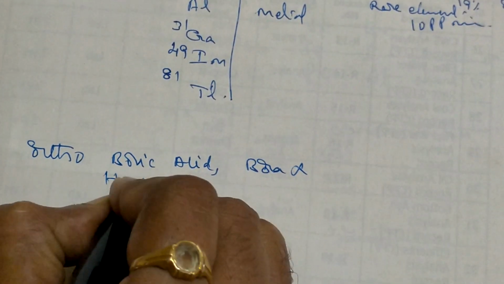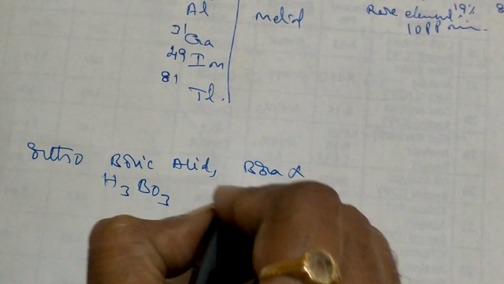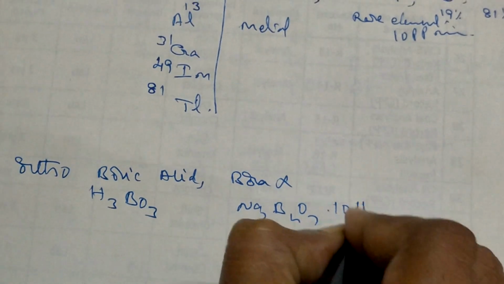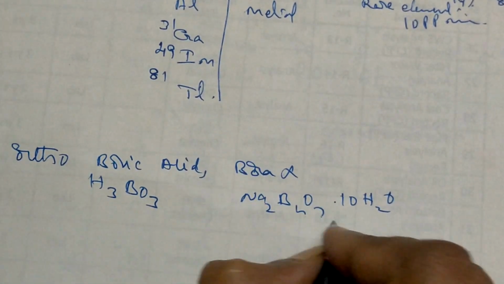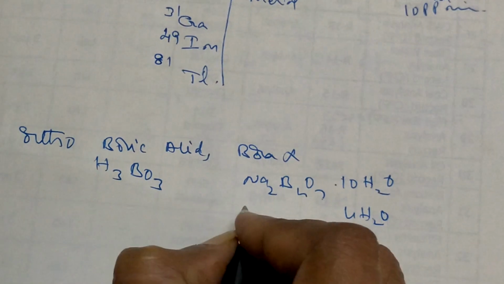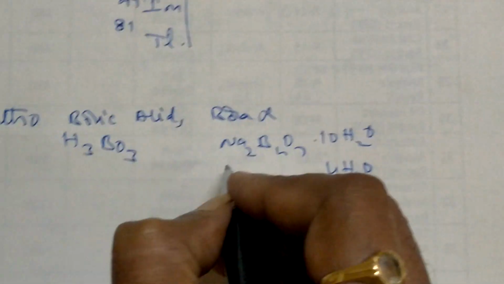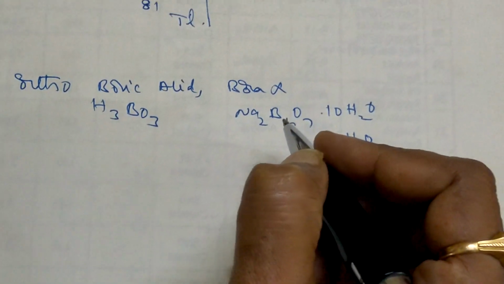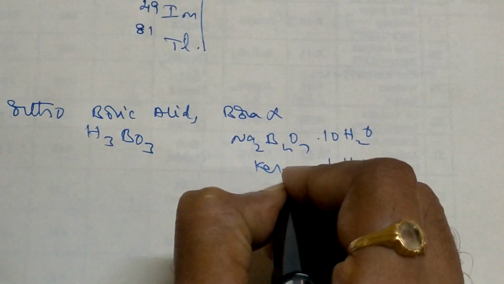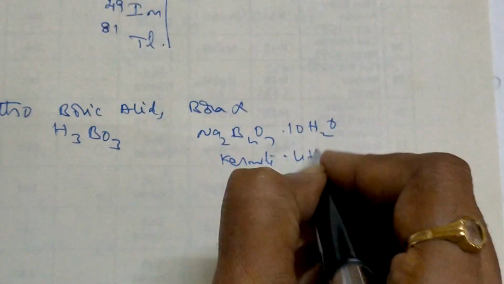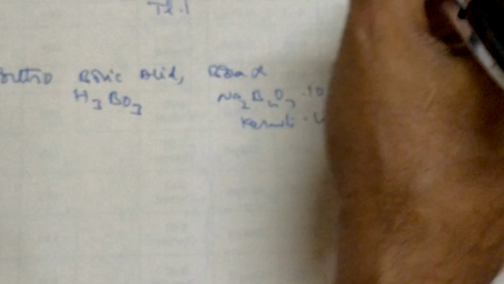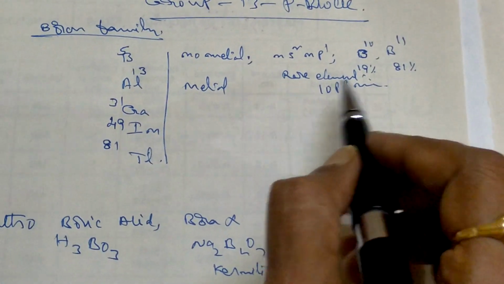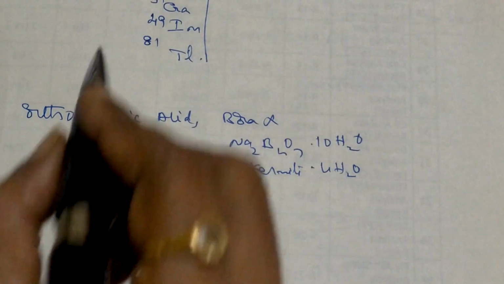Orthoboric acid means H3BO3. Borax means Na2B4O7·10H2O. One more is there, with 4H2O, Na2B4O7·4H2O, that is also Indian borax. That is called kernite. So B10 and B11 are the isotopes: B10 is 19%, B11 is 81%, and 10 ppm is the only occurrence. This is about boron.